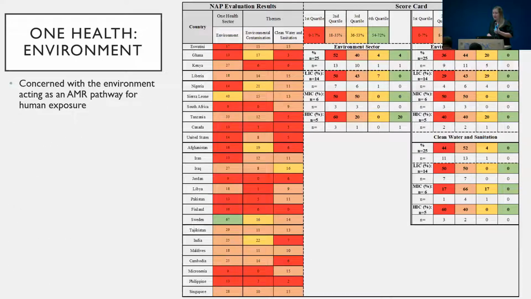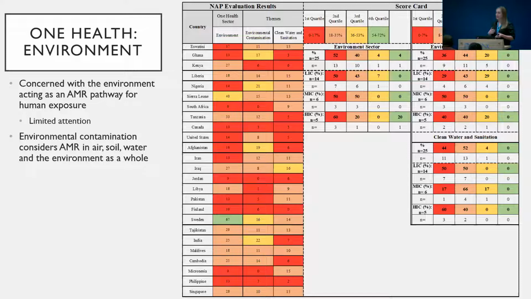So now diving into the environmental sector, this is concerned with the environment acting as an AMR pathway to human exposure. As you can see here, we have pretty much limited attention to this sector overall. And then looking down into some of these themes, the environmental contamination theme considers AMR in air, soil, water, and the environment as a whole.